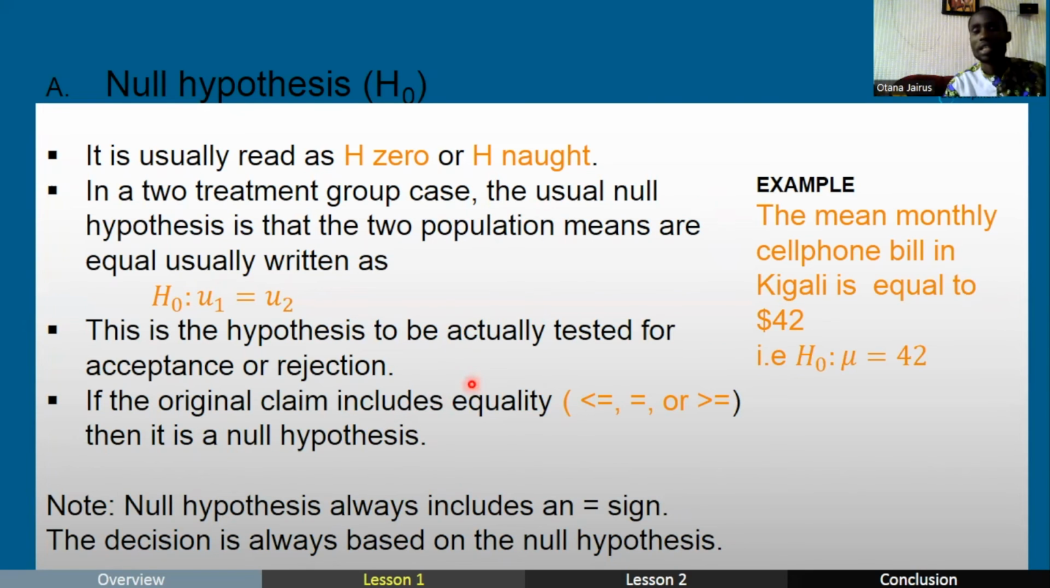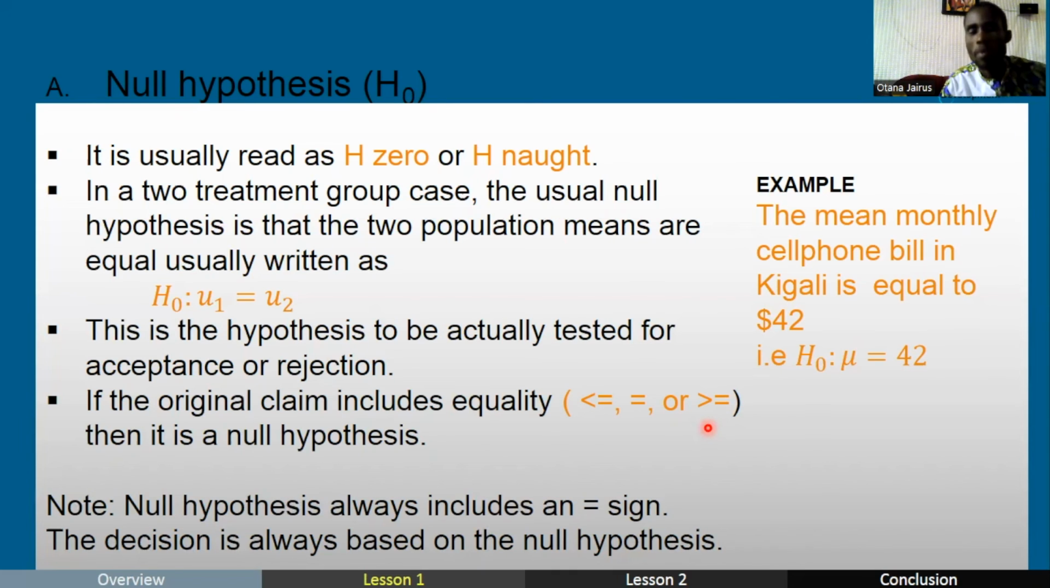And this original claim includes equalities. When we are describing the null hypothesis, we use signs like less than or equal to, equal to, or greater than or equal to. So whenever you find these, know that you are dealing with a null hypothesis. Note that a null hypothesis will always include an equal sign. Wherever you see an equal sign, know that you are dealing with a null hypothesis. And the decision is always based on the null hypothesis. After you have done the test, the decision of either rejecting or accepting, you always base it on the null hypothesis, okay? Always based on the null hypothesis.